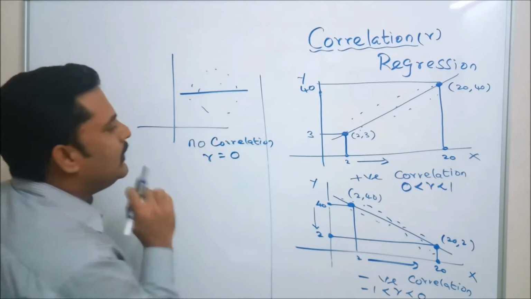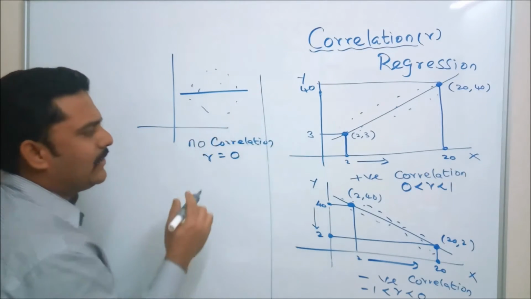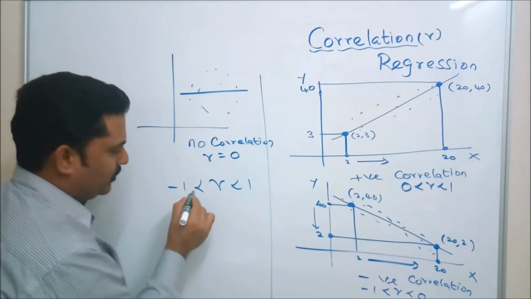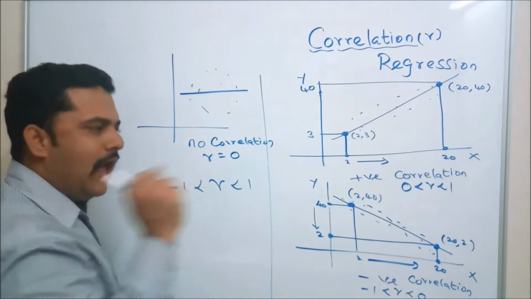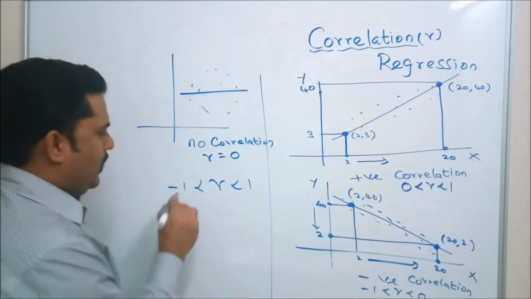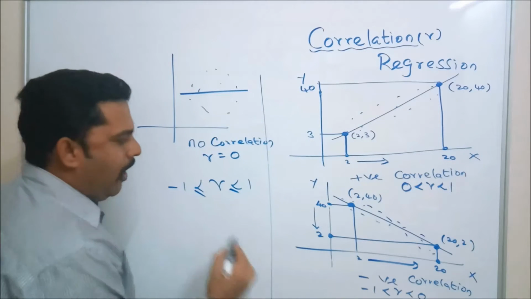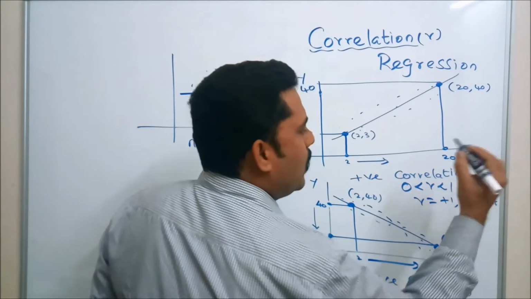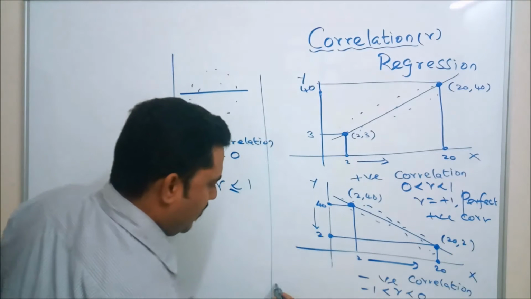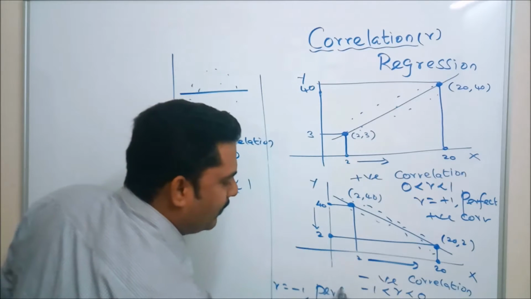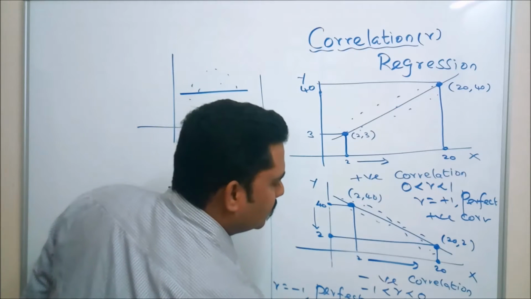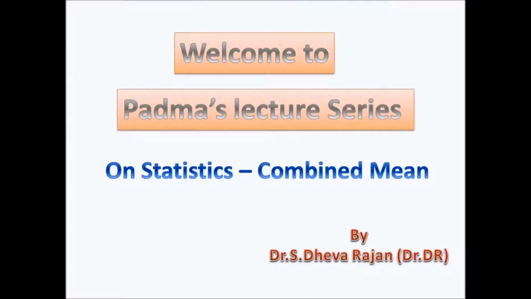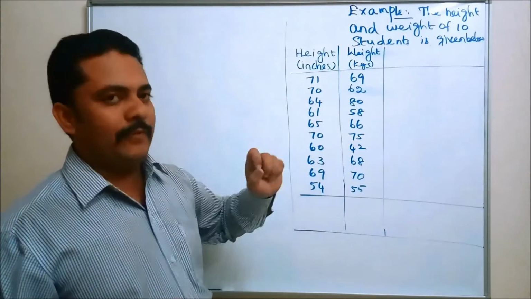Okay, now see. From these graphs, we understand that the correlation coefficient R always lies between -1 and +1, and it can be 0 also. Now the question is, what may happen if R is equal to +1? If R is equal to +1, we call it perfect positive correlation, and if R is equal to -1, we call it perfect negative correlation.